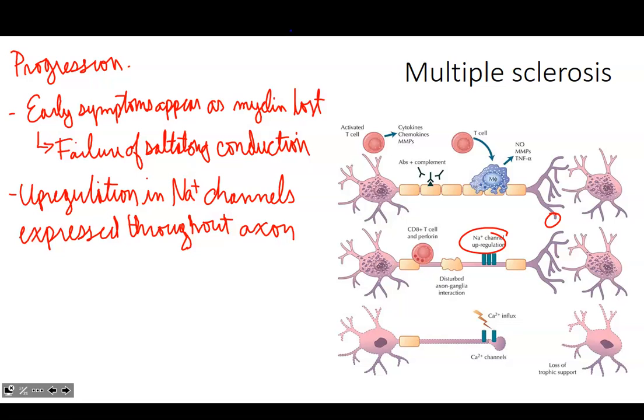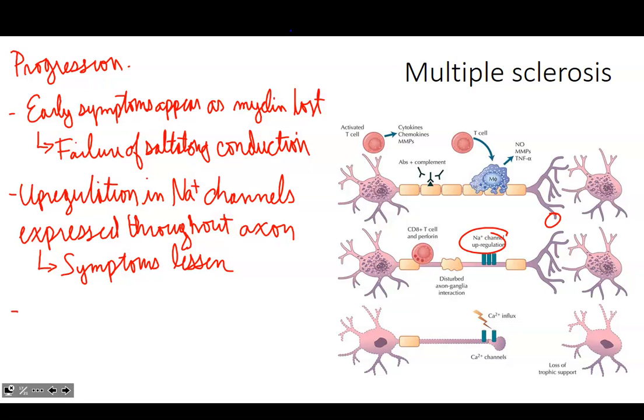Right, when this happens, the patient usually feels as if they're recovering. The symptoms tend to lessen, right? Because now the signal can be propagated down the axon again.